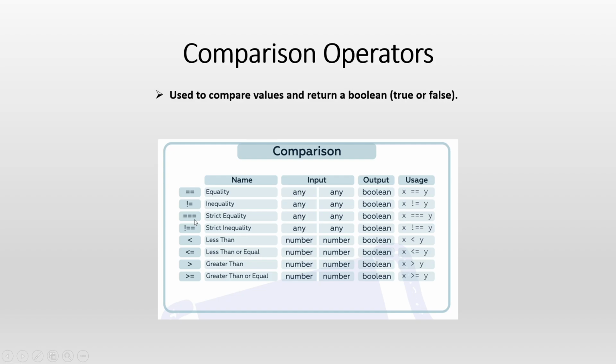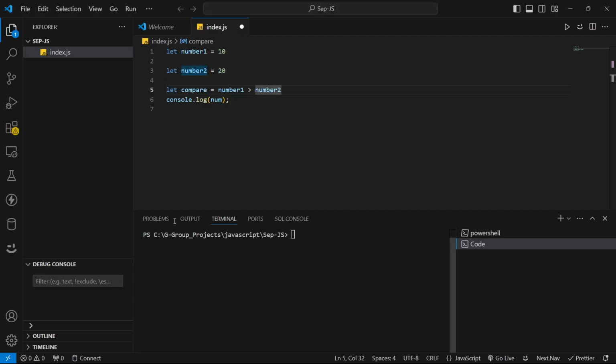We will be seeing all these things practically. So this is less than, this is less than or equal to, and greater than or equal to. These are all comparison operators. So let us check all these things. First of all, we'll start with number1 is greater than number2. We will check for greater than. In place of number, we will be writing compare.